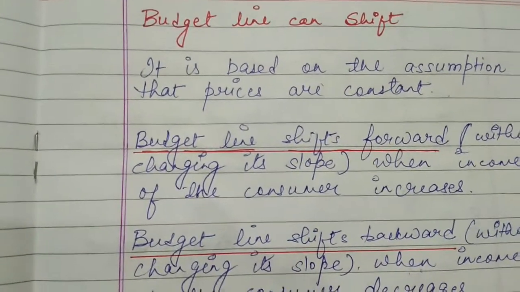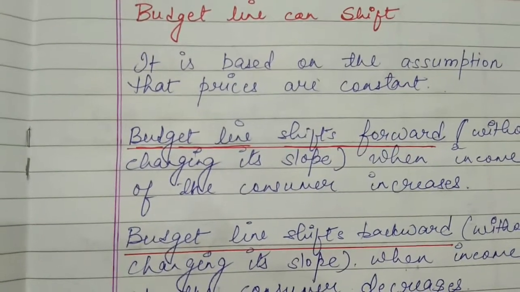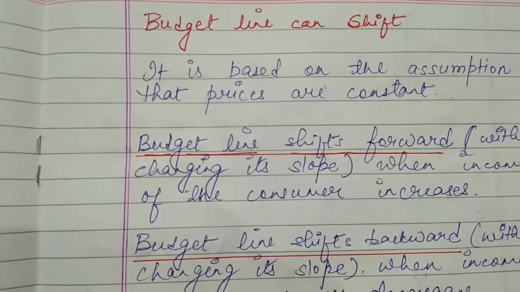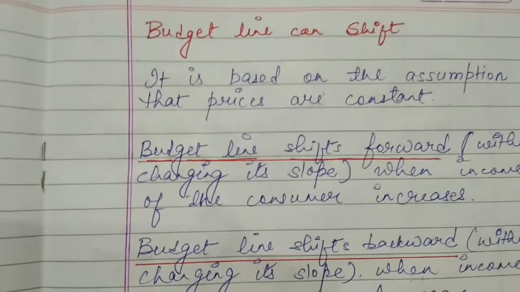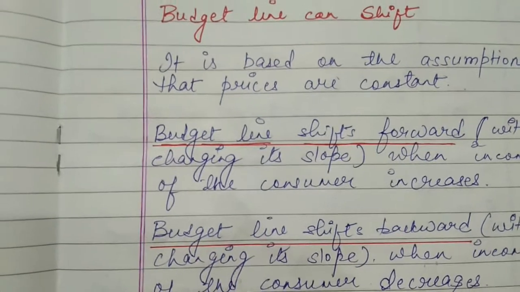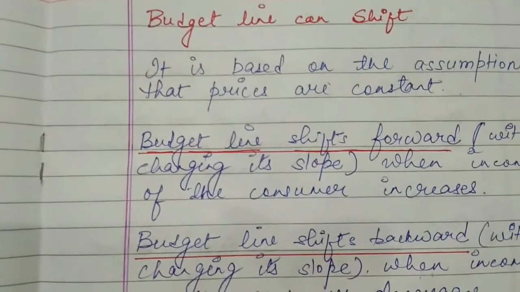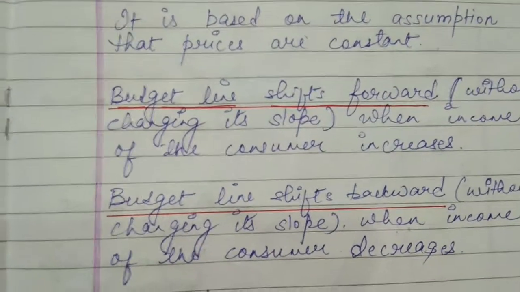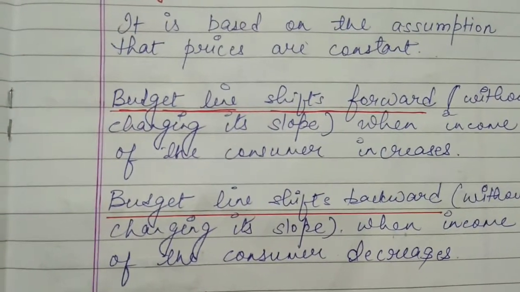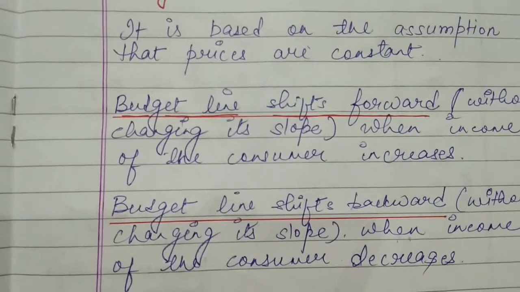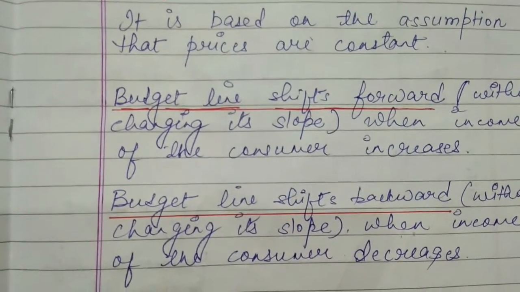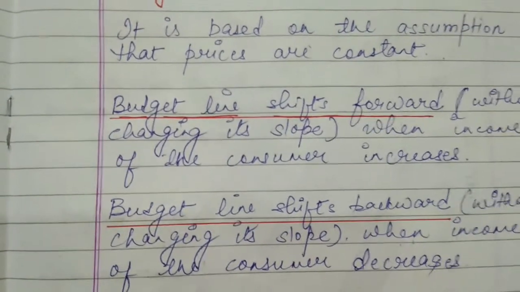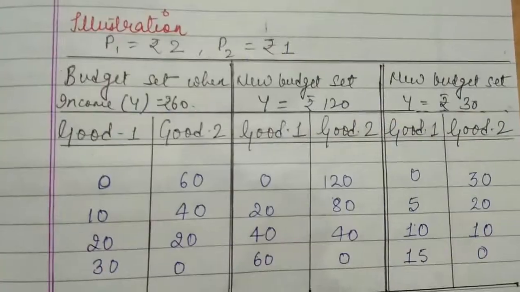So hence budget line shifts forward without changing its slope when income of the consumer increases. That means when purchasing power of the consumer increases. In that case, budget line shifts forward, and budget line shifts backward without changing its slope when income of the consumer decreases. Now we will see this with the help of an illustration I have prepared for you, as well as the diagram, which will make it more clear. So let us see the illustration.